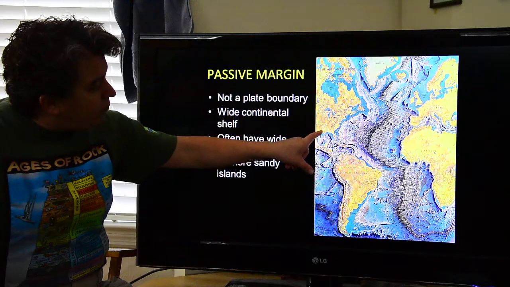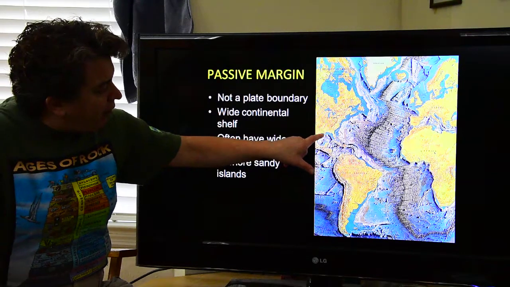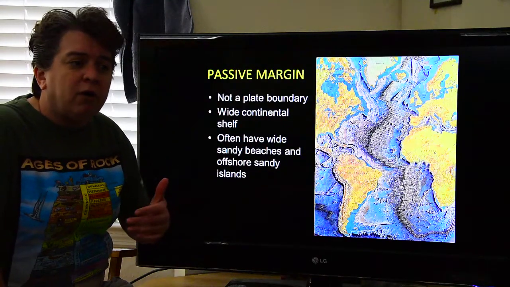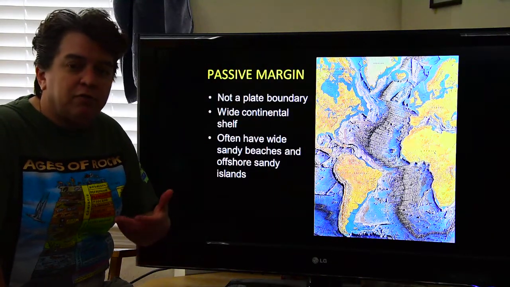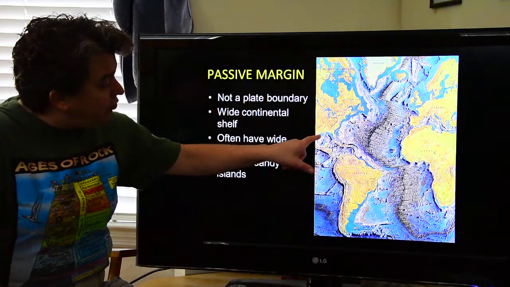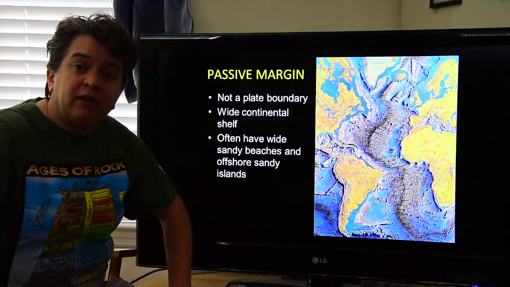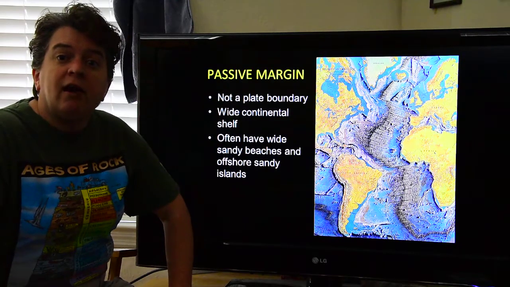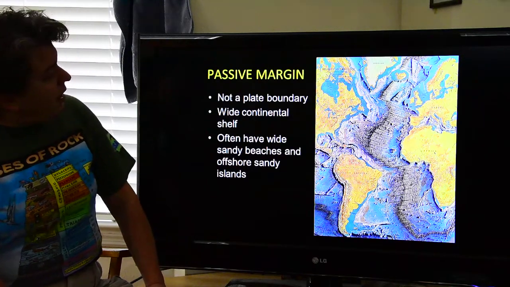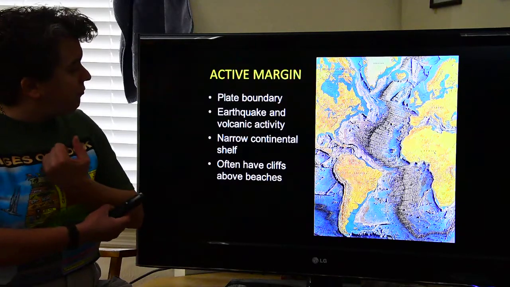So that's very much like what we have down here in Texas, right? On this map, this blue area right there next to the continent, that's the continental shelf. That's an area of water that's relatively shallow. It's 200 meters deep or less. And so we have this wide continental shelf here. And we do have those offshore sandy islands. That's basically like your barrier islands of Galveston or South and North Padre or Matagorda Island. That's our passive margins.